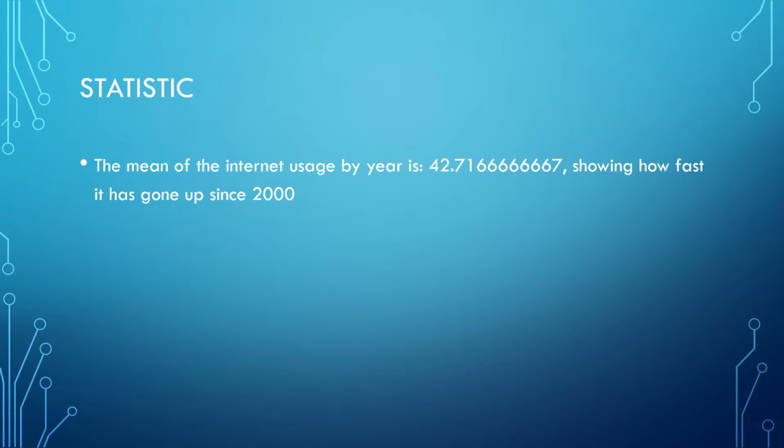Using the amount of rows and the total percentage of internet usage, we could see that 42.7% is the mean for the last 12 years. That's around 2000, so you can see the increase from there.